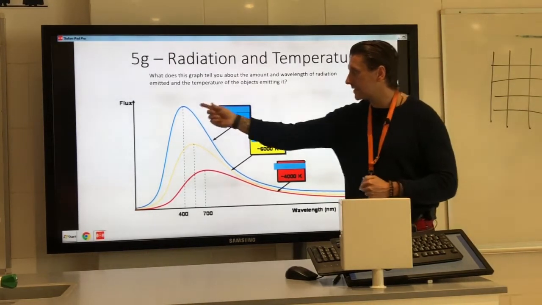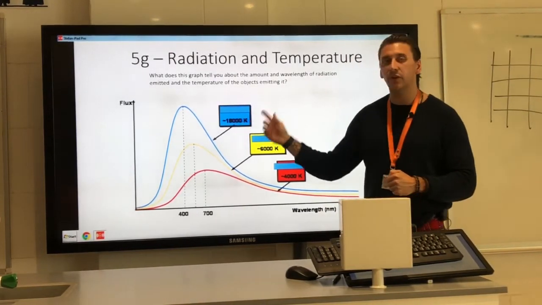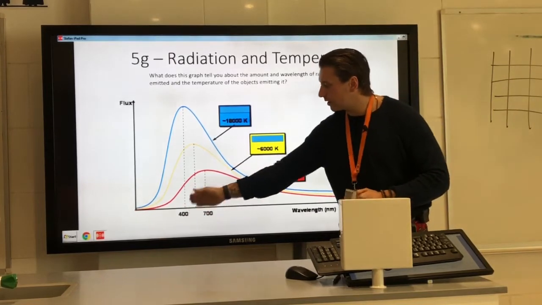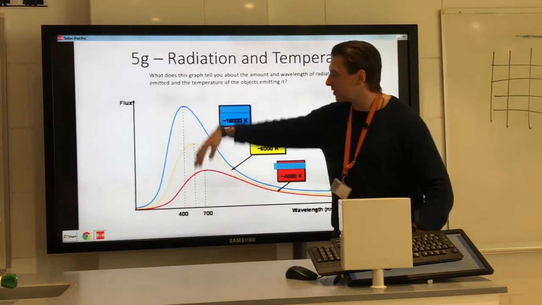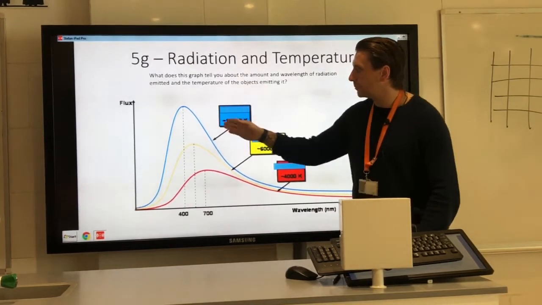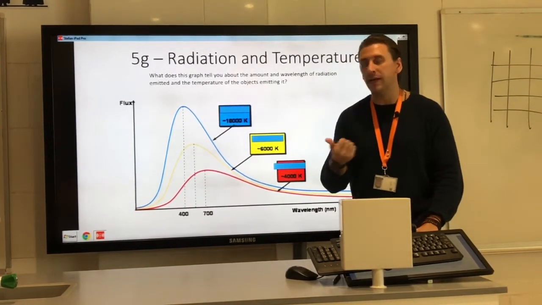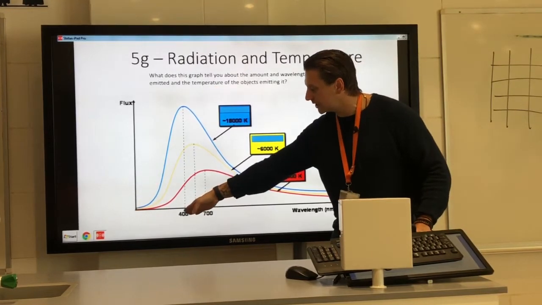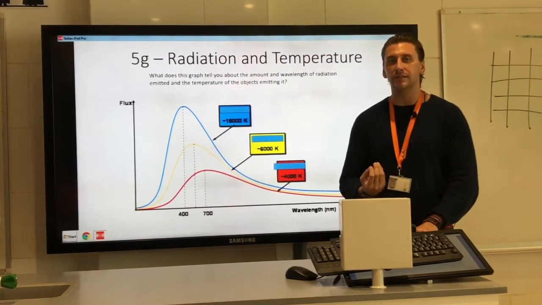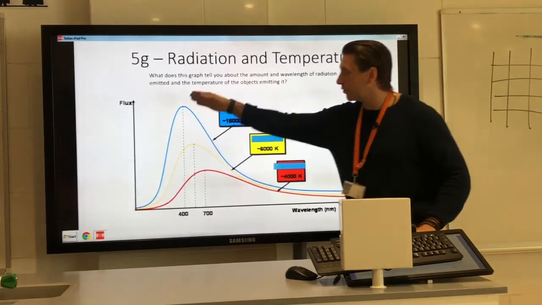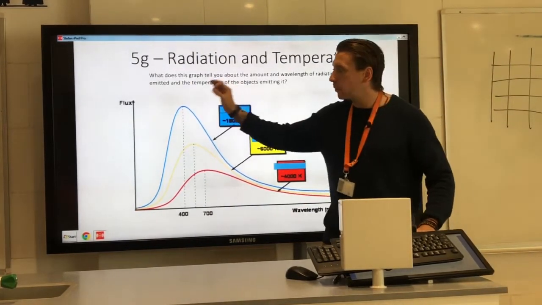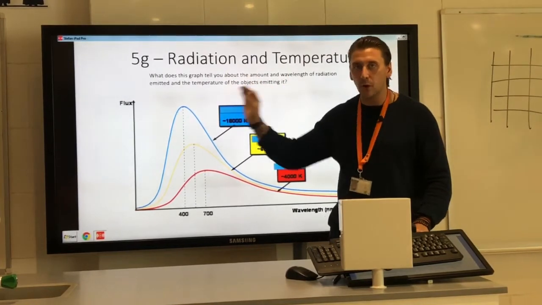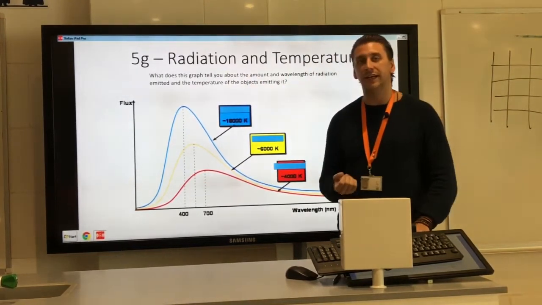Secondly, we can see that the higher the temperature of the object, the shorter the wavelength emitted at the peak. Because obviously this curve suggests that this object doesn't just emit one type of wave. It doesn't only emit radiation at 400 nanometers. It emits radiation across a large range of different wavelengths. However, the wavelength that this object emits the most is at 400 nanometers.